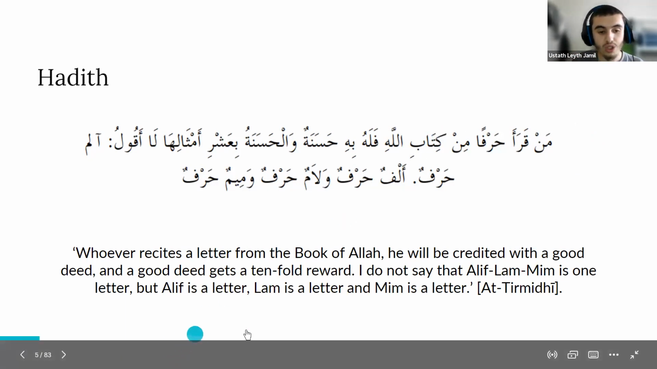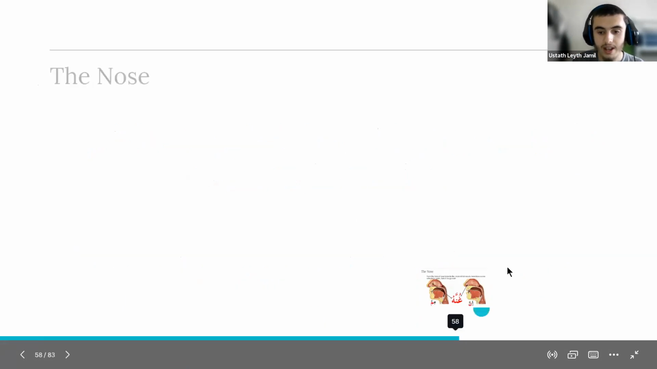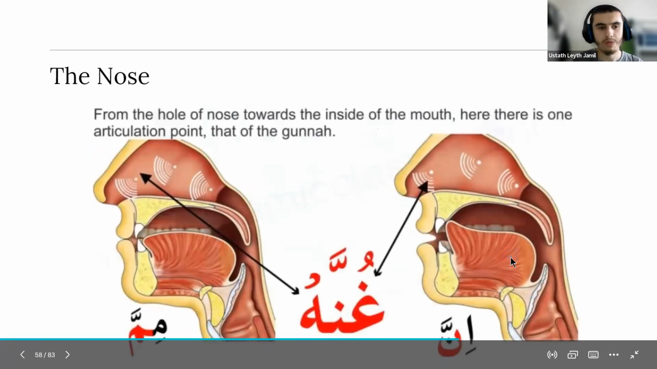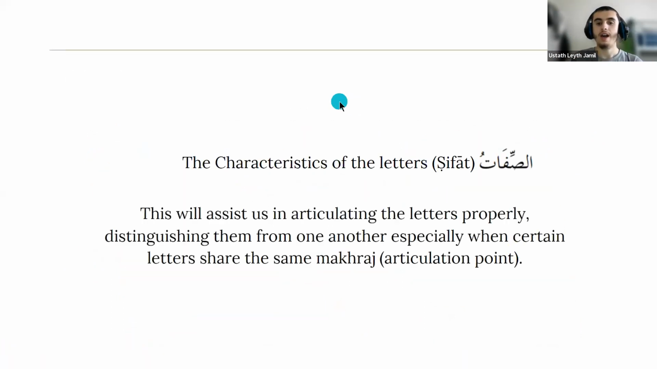And yeah, without further ado, inshallah, we'll be looking at Sifaat. So we stopped at last week, sorry. Yeah, Sifaat. So the characteristics of the letters. This will assist you in articulating the letters properly, distinguishing them from one another, especially when certain letters share the same Makharij. So last week we looked at where the letters come out from.